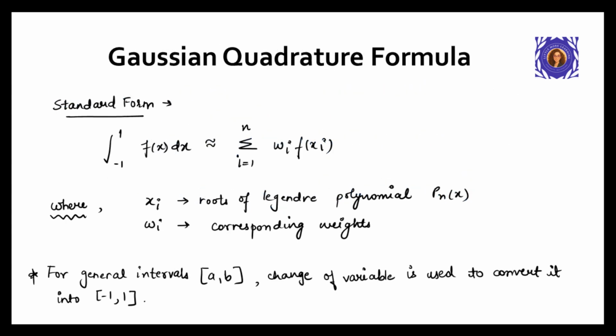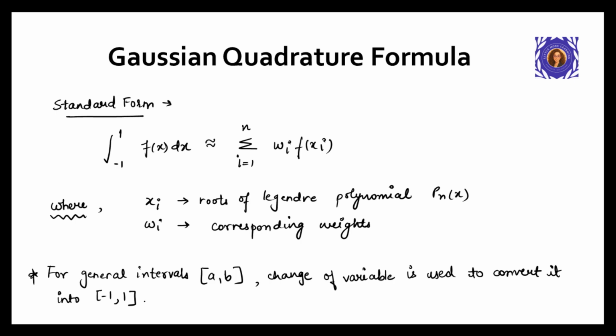Now let's talk about the powerful, highly efficient method, Gaussian quadrature. This technique doesn't use equally spaced points like Newton-Cotes formulas. Instead, it selects optimal points and weights based on Legendre polynomials, maximizing accuracy for a given number of evaluations. Here's how it works in standard form.